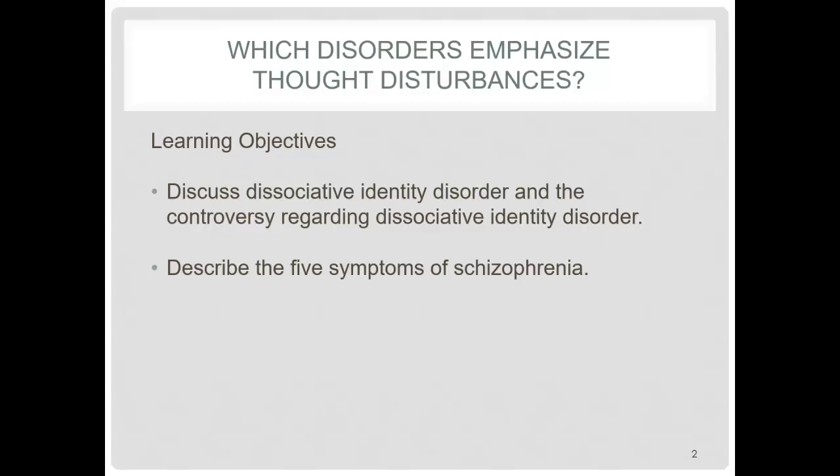So in this lecture, we're going to talk about dissociative identity disorder, and we're going to talk about the controversies around the disorder itself and the diagnosis. And then we're going to look at the 5 symptoms of schizophrenia. So in this lecture and the next 2 lectures, we're going to talk about schizophrenia.